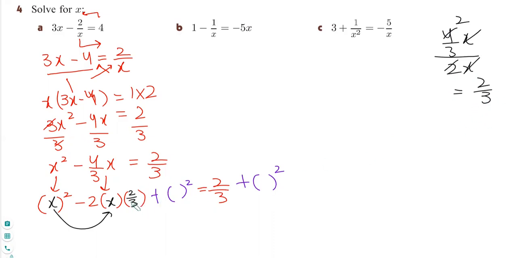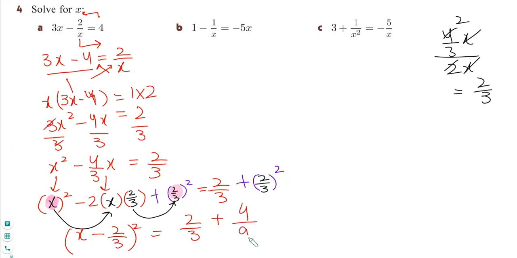Writing here 2 over 3, and you can check it. This whole thing becomes 4 over 3 x, and this will be 2 over 3 as well. So we have x square minus 2ab plus b square form, which is a minus b whole square. So here a is x and b is 2 over 3, right? So this becomes x minus 2 over 3 whole square. And here we have 2 over 3 square: 2 square is 4 and 3 square is 9, so it means 2 over 3 square is 4 over 9, right?